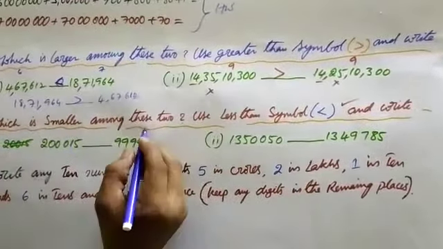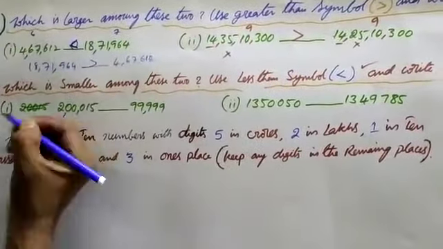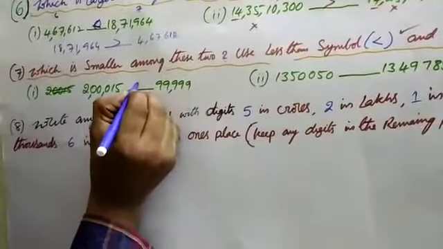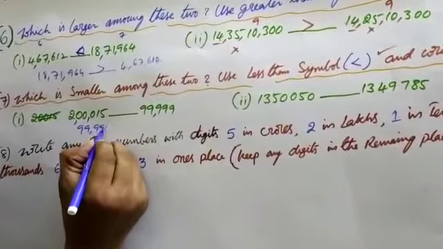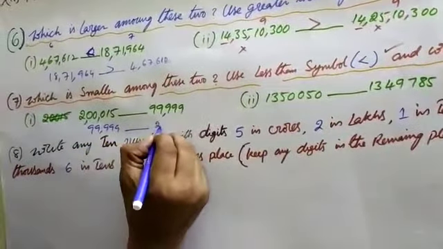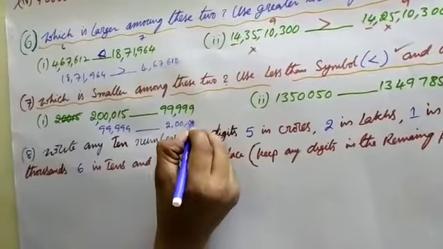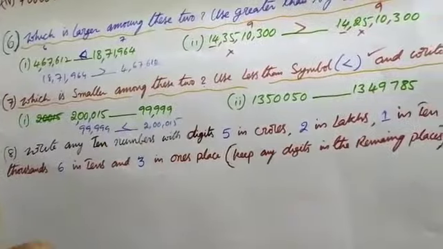Here is like 99,999. Here is 2 lakhs. This is the number change. 99,999. Therefore, 2 lakhs 50. This is less than symbol. Use the less than symbol.